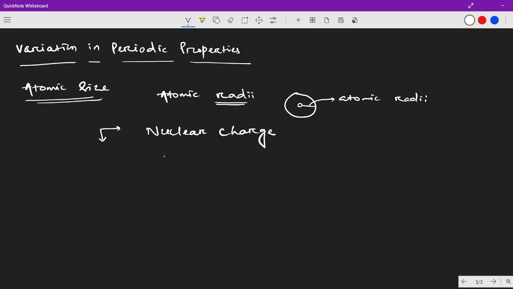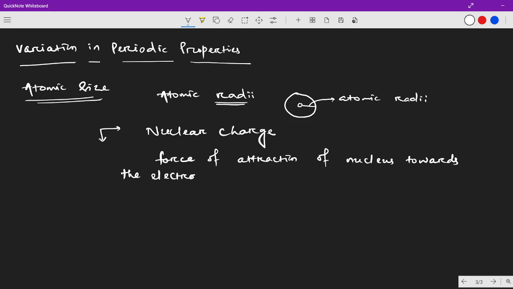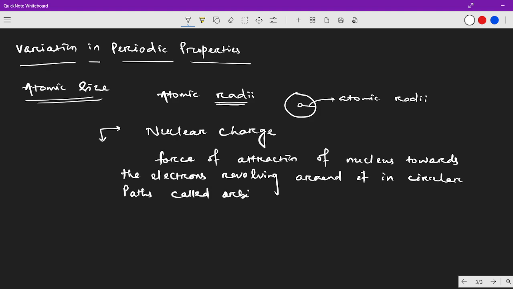Nuclear charge is basically the force of attraction of the nucleus towards the electrons revolving around it in circular paths called orbits.